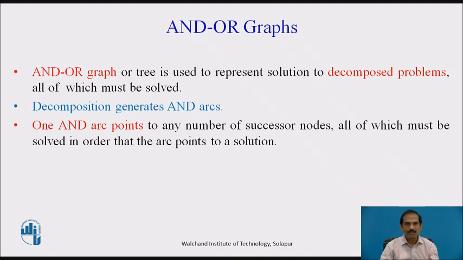The decomposition generates AND arcs, which are the arcs to be processed for reaching the final goal. One AND arc points to any number of successor nodes, all of which must be solved in order that the arc points to a solution.